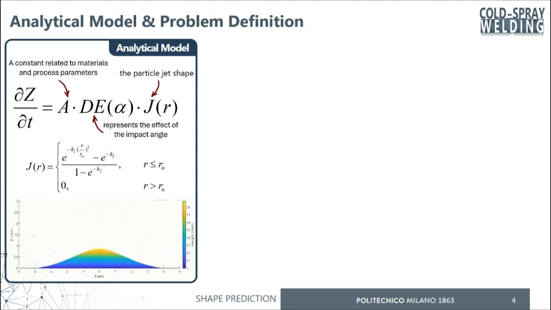Here, A is a constant that is related to material and process parameters. DE represents the effect of the impact angle, and J is a function that shows the shape of the particle. In general, we can define J as a Gaussian-like function. Here, again, we have another constant, K2, which is material and process parameter related. So there are two challenges. The first, how to calibrate or find these constants, and the other, how to solve this PDE for an arbitrary temporal and spatial domain.